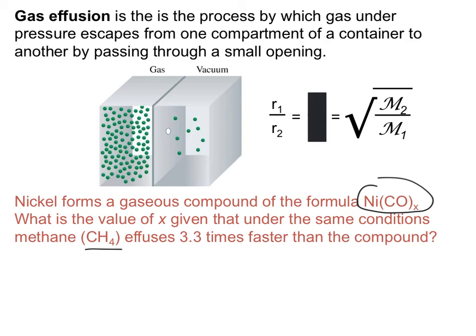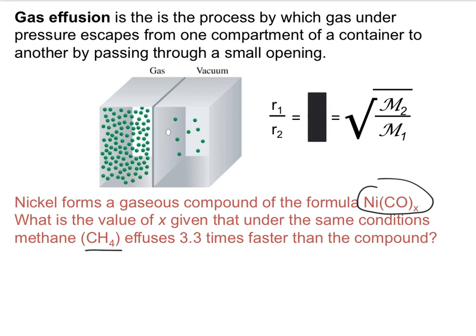We were initially told that the rate of our first gas, which in this case I'm going to mark as the methane, is 3.3 times faster than the rate of our second gas, which I'm going to label as this one here. So we've been given the rate of 1 with respect to the rate of 2. We also know the molar mass of number 1, because methane has a molar mass of 16 grams per mole.